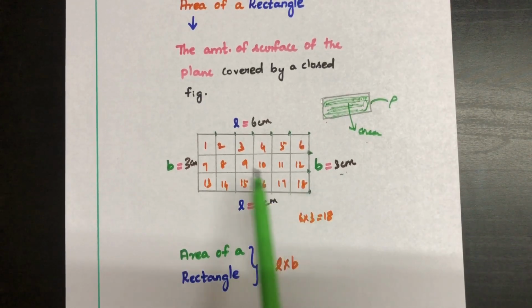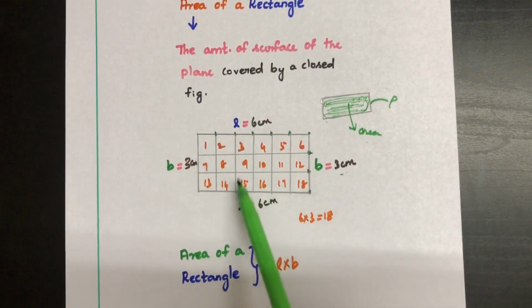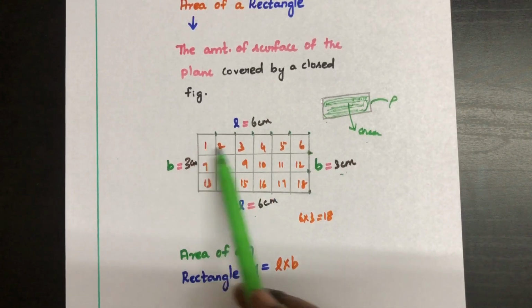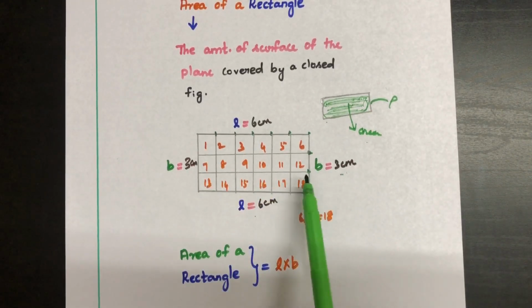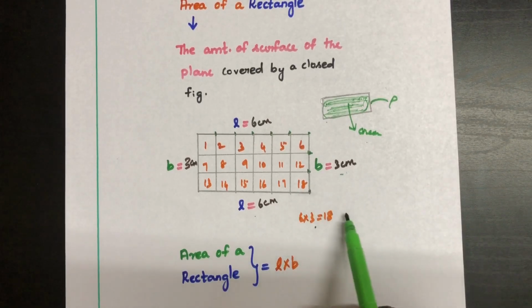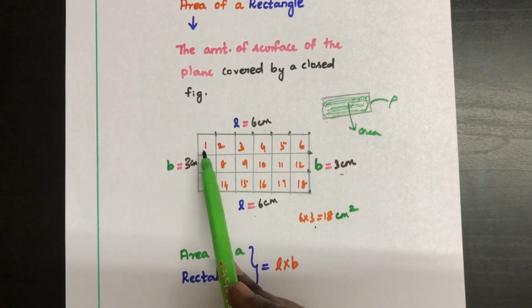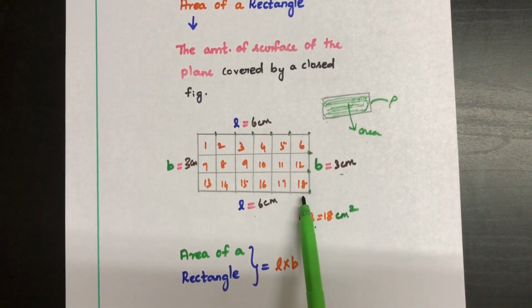So how to do this? This way, these are all columns, right? So 6 columns, 3 rows. If we multiply these, 6 into 3 gives us 18. 18 centimeter square is the area of the rectangle. Also, if you count, the answer comes to 18 only.